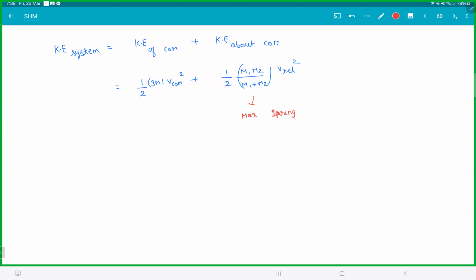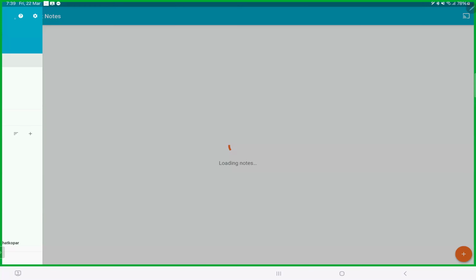Basically, this is your maximum compression energy in the spring. Think about it. In the system, right, there are two energies, isn't it? The kinetic energy of the center of mass, this is constant. This will never change. So the total energy has two components. There is one constant component and there's one component which is changing continuously. So basically, this energy changes from spring to kinetic and kinetic to spring. So this is the component which changes. That's your oscillation energy.